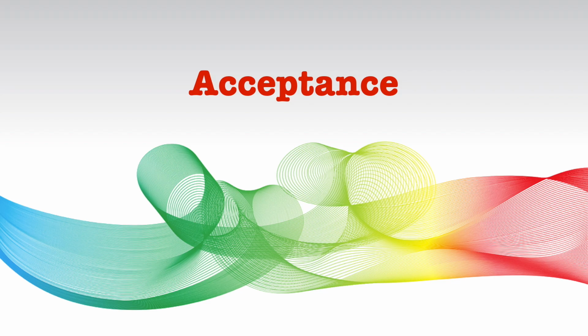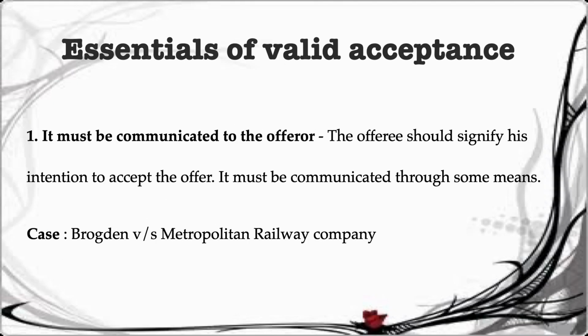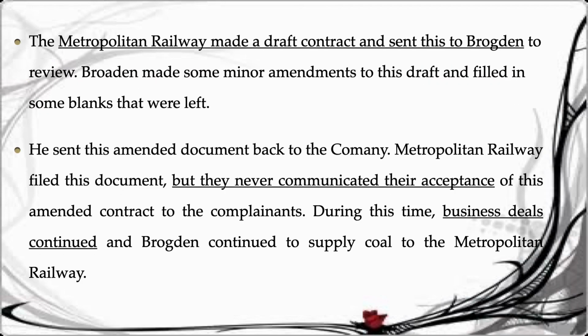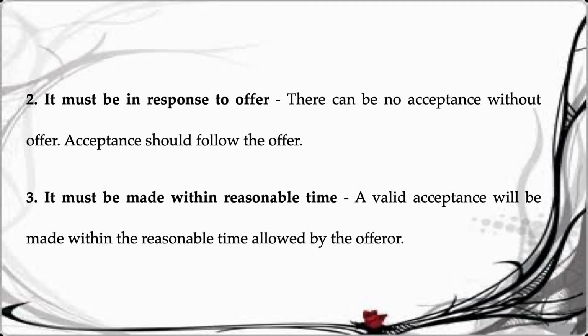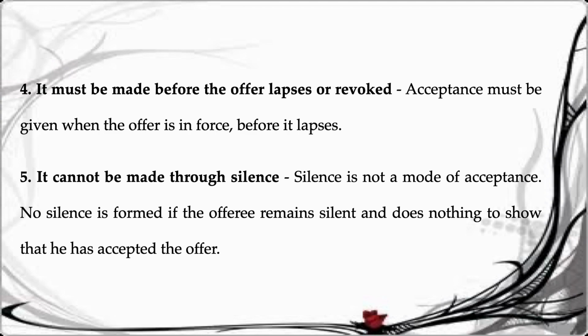We started with what is acceptance. We looked at the essentials of valid acceptance. It must be communicated to the offerer. We looked at a case, and then it must be a response to the offer. It must be made within a reasonable time. It must be made before the offer lapses or is revoked.